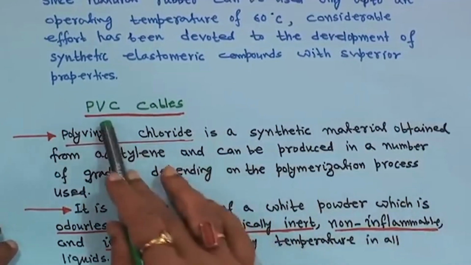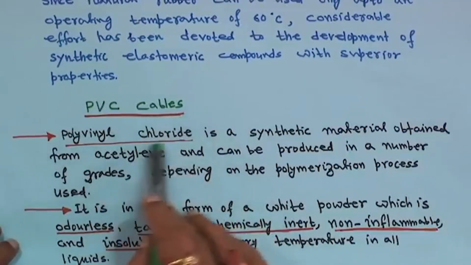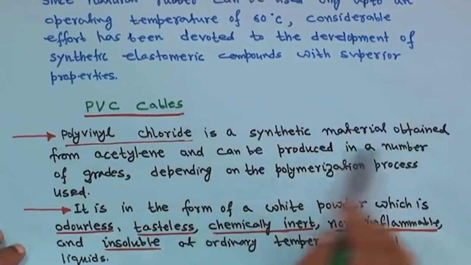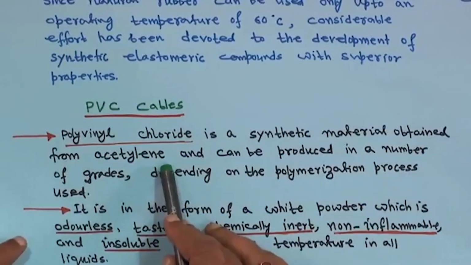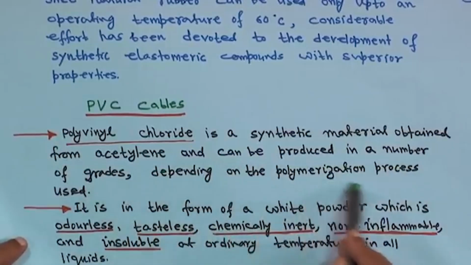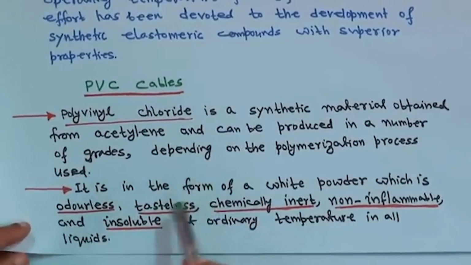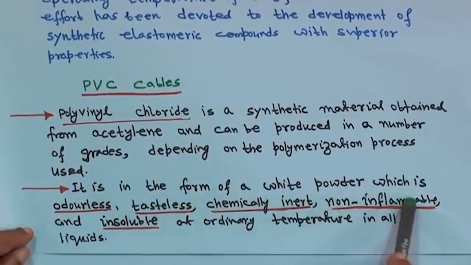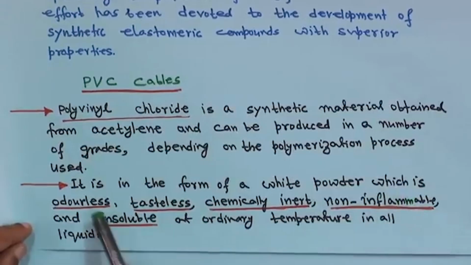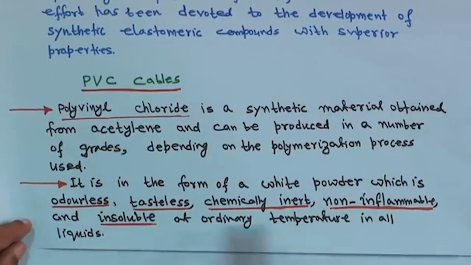For example, PVC cables. Polyvinyl chloride is a synthetic material obtained from acetylene and can be produced in a number of grades depending on the polymerization process used, right. PVC cables are also used. It is in the form of a white powder. The advantage is that it is odorless, tasteless, chemically inert, non-inflammable and insoluble at ordinary temperature in all liquids.